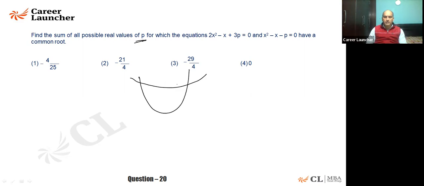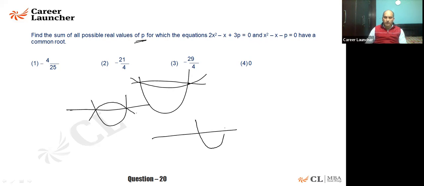The second parabola is like this, and both of them are going to intersect at this x-axis. One is like this on the x-axis, and the second is like this. So they got two roots which are the same. Do you understand that? Now you can try it out.